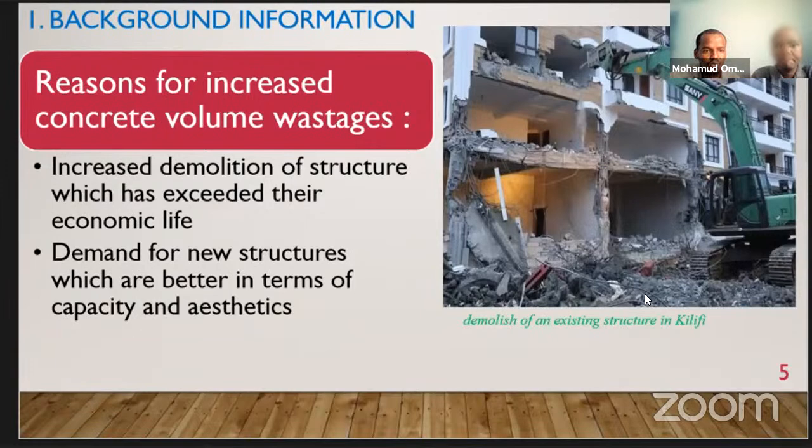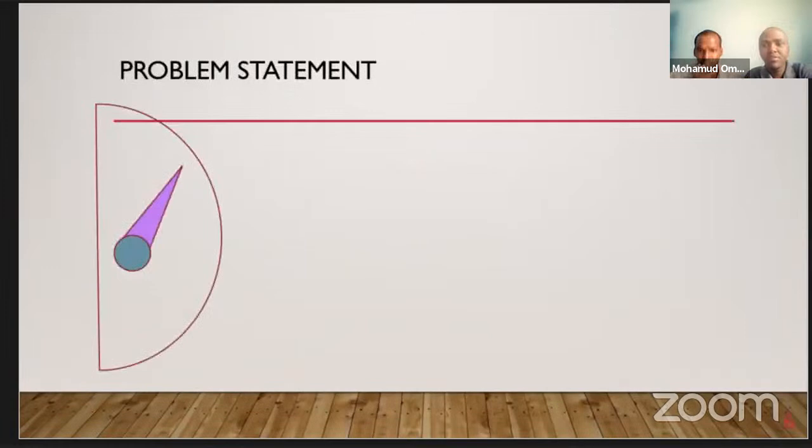And secondly, there's also a high demand for new structures, which are better in terms of capacity and aesthetics. For our problem statement, civil engineers are faced with a practical problem raised by the use of black cotton soil as a construction material for subgrade construction. And thus, it leads to the use of stabilizing materials, which are very expensive. And this leads to the high cost of constructing roads, which has continually been increasing.